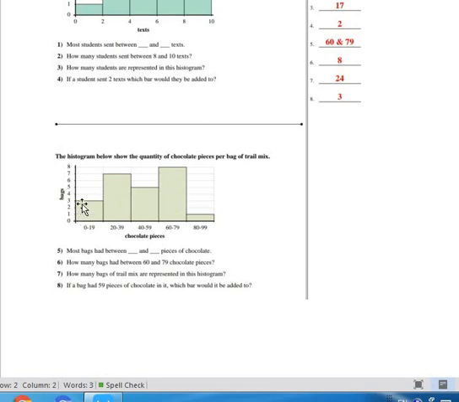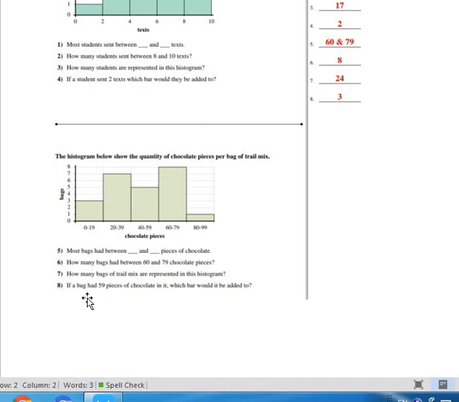Here I have 3 plus 7 is 10, plus 5 is 15, plus 8 is 23, plus 1 is 24 bags. I'm adding all the number of bags represented in the histogram.